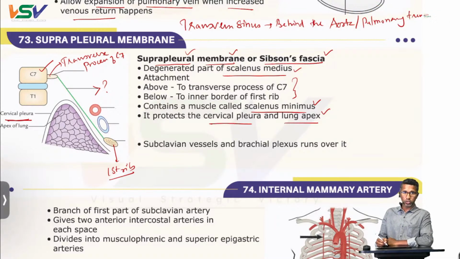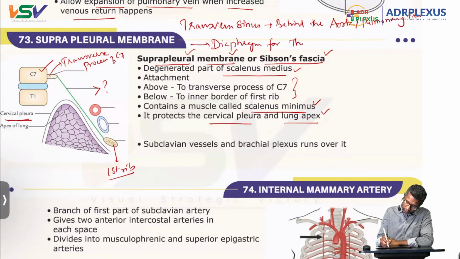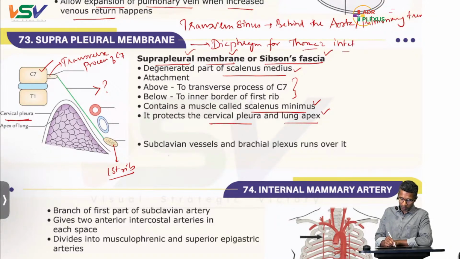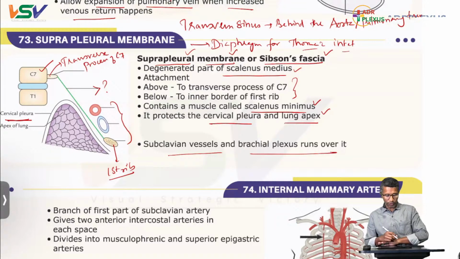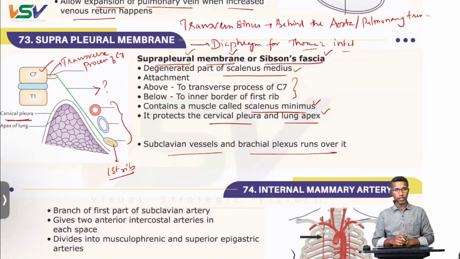In other words, it closes the thoracic inlet. It acts as a diaphragm for the thoracic inlet. Now, the subclavian vessels and brachial plexus all run over it. So that is what is given in this diagram. The subclavian vessels and the brachial plexus run over this membrane. Okay, so this is a very, very potential question.